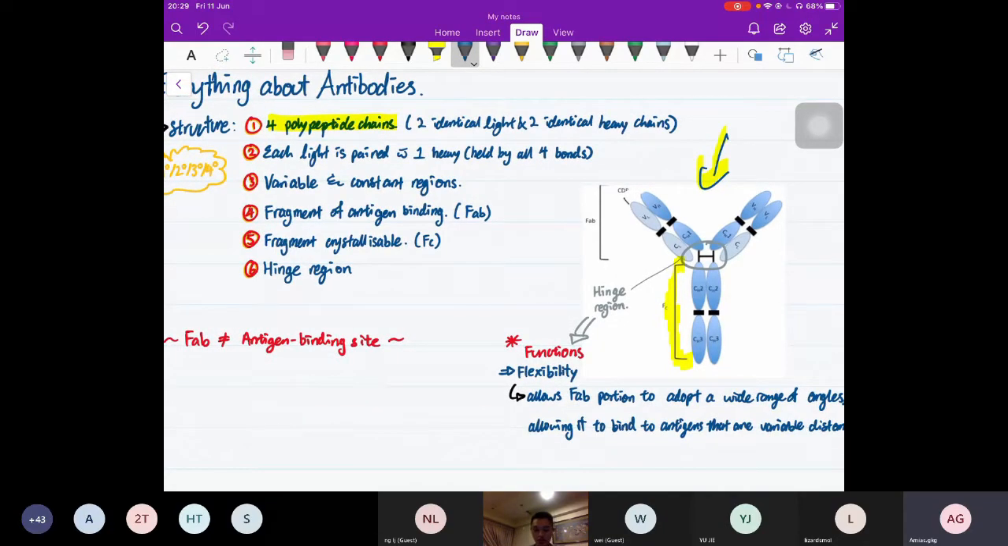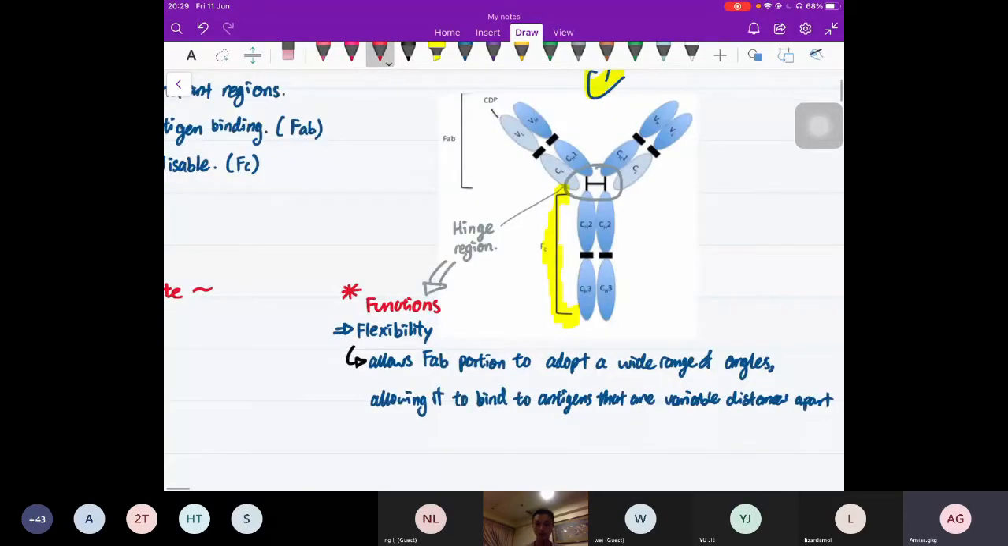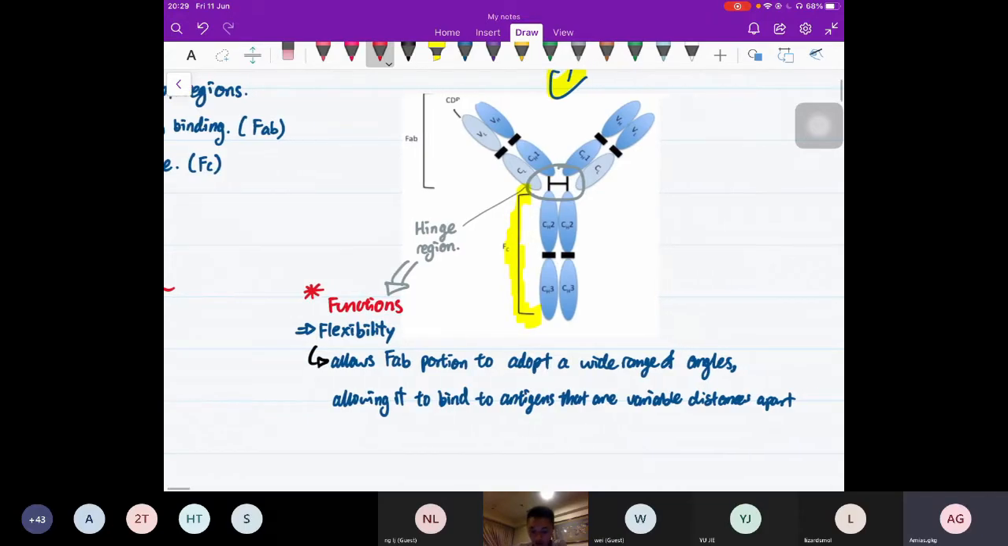So the hinge region is Cambridge's favorite region of the antibody, because they always like to test the function of your hinge region, and sometimes they ask you to identify your hinge regions. So you talk about the functions. The function of your hinge region is to allow your antibody to be flexible. It confers flexibility. So it allows your FAB portion, your fragment of antigen binding, to adopt a wide range of angles, allowing it to bind to antigens that are variable distances apart.